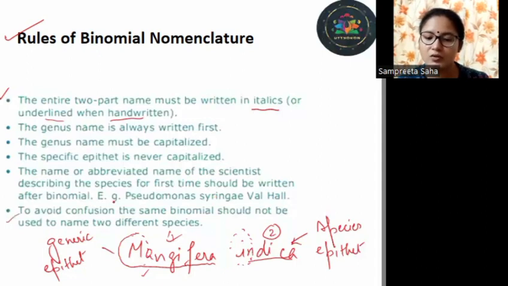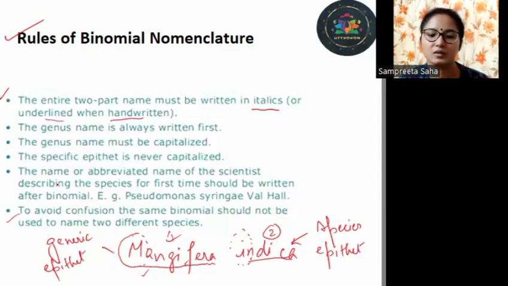To avoid confusion, the same binomial name should not be assigned to two different species. So even if, say for example, tiger and lion, Panthera tigris and Panthera leo, they have the common genus name, but the species name is different. So you cannot say that the two organisms have the exact same name. Clear?